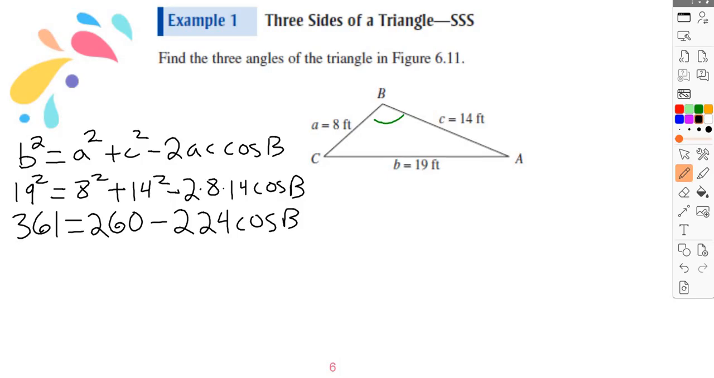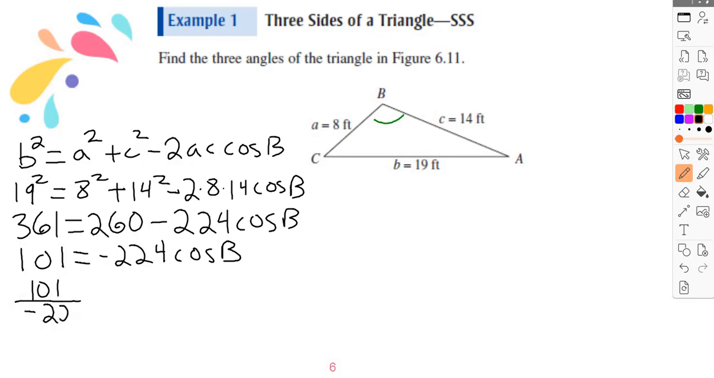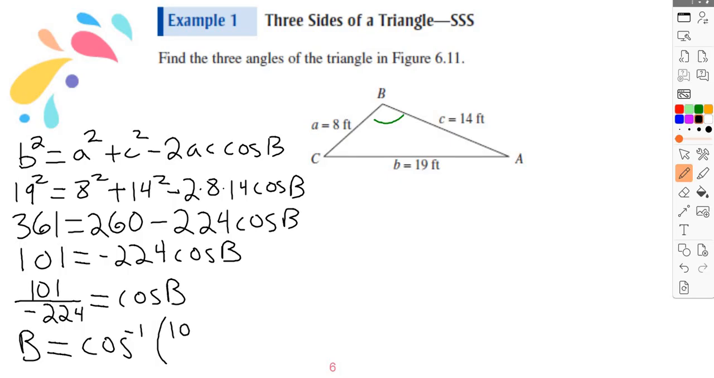Alright, next up, what do we want to do? Okay, and then what would we do? We divide by negative 224. And then lastly, our big B is inside of a cosine. So instead of sine inverse like we did previously, we have to take cosine inverse.